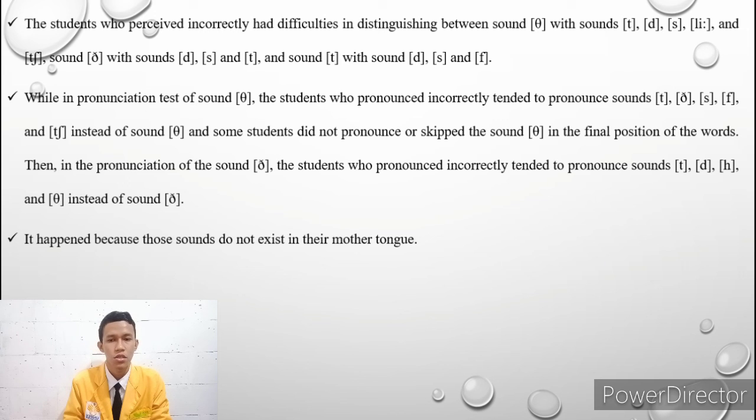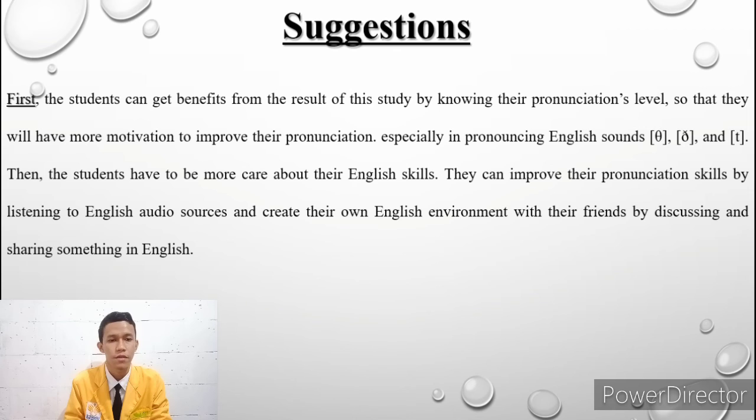And then for the suggestion, first, the student can get benefit from the result of this study by knowing their pronunciation level, so that they will have more motivation to improve their pronunciation, especially in pronouncing the English sounds. Then the student have to care more about their English skill. They can improve their pronunciation skill by listening to English audio sources and create their own English environment with their friends by discussing and sharing something in English.